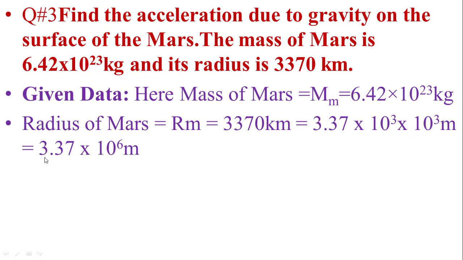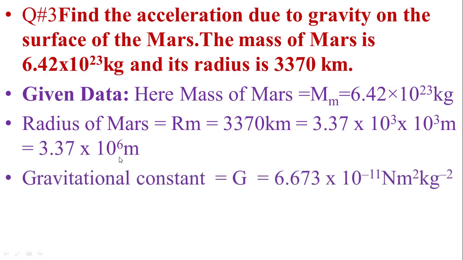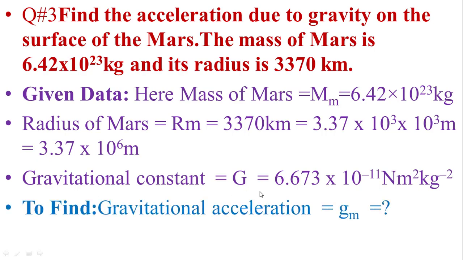Now the final answer is 3.37 multiplied by 10 raised to power 6 meter. Gravitational constant capital G is equal to 6.673 multiplied by 10 raised to power minus 11 Newton meter square per kg square. To find the gravitational force, denoted by gm, gravitational acceleration on Mars is equal to question mark.